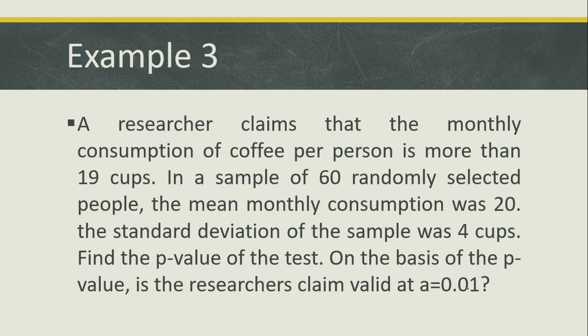Okay. Example number 3. A researcher claimed that the monthly consumption of coffee per person is more than 19 cups, and a sample of 60 randomly selected people. The mean monthly consumption was 20. The standard deviation of the sample was 4 cups. Find the p-value of the test. And based on the p-value, is the researcher's claim valid at 0.01? So, yan yung patutunayan natin.